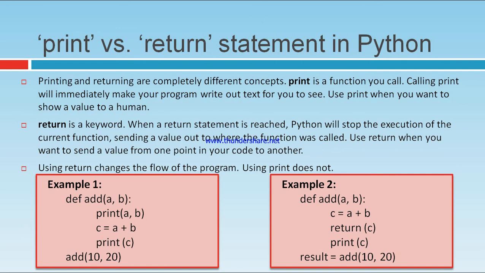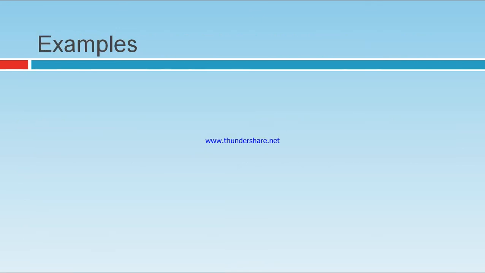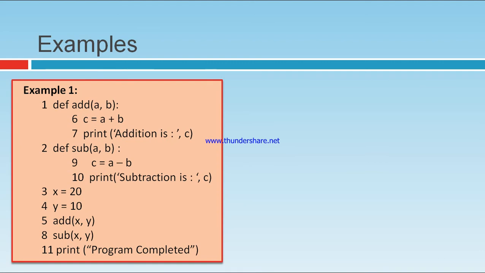Clear all? Now come to the next screen. We will see some examples of a program that contains some functions. Just check example number 1. Here, if you see this code properly, you can judge very easily that there are two different functions in this program. The first one is the add function. The second one is the sub function. Right? Two different functions are there.